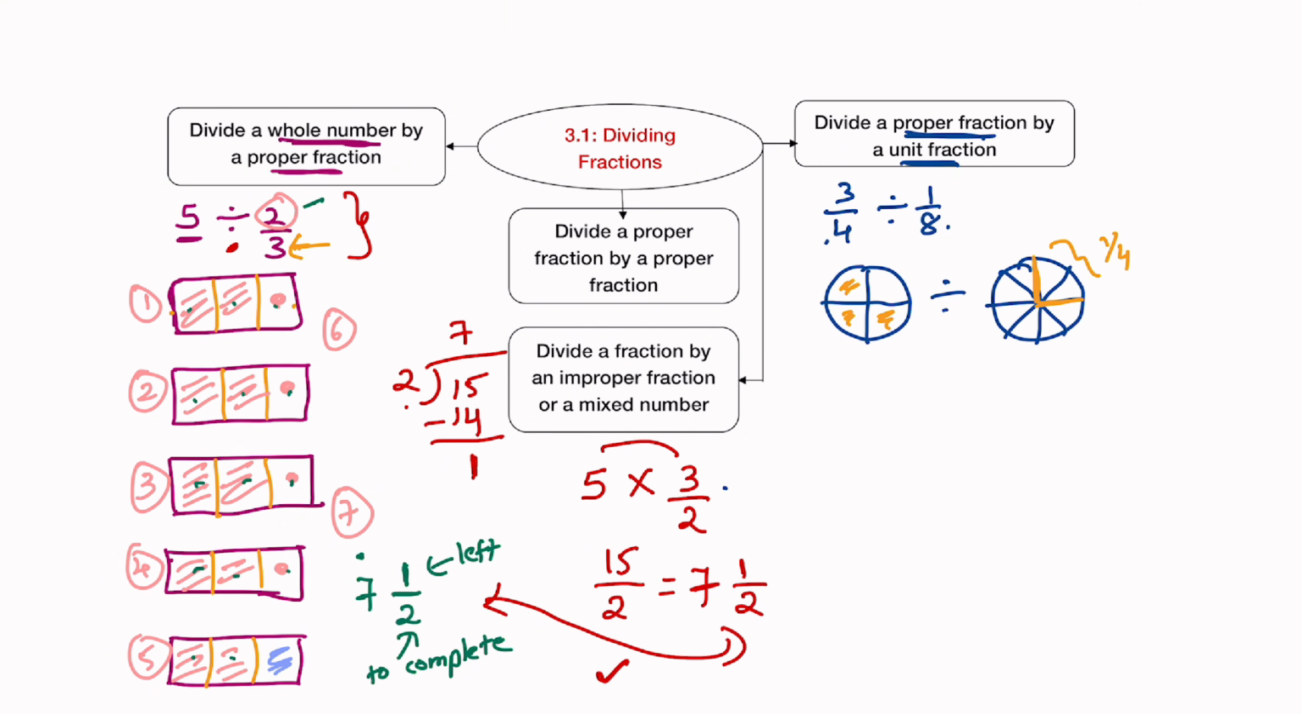So how many parts do we have? Let's count. We have 1, 2, 3, 4, 5, and 6. So the answer to this is 6. So this is how bar model can be used. You could have done regular bar model like this also, but I just used a different reference. Okay, so this is how you divide a proper fraction by a unit fraction.